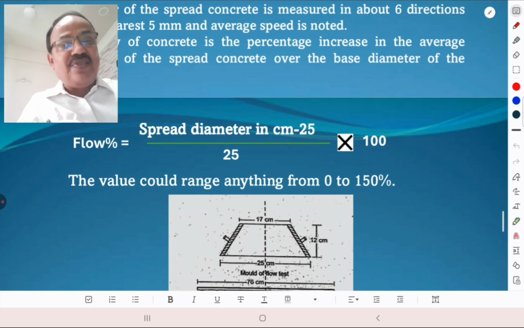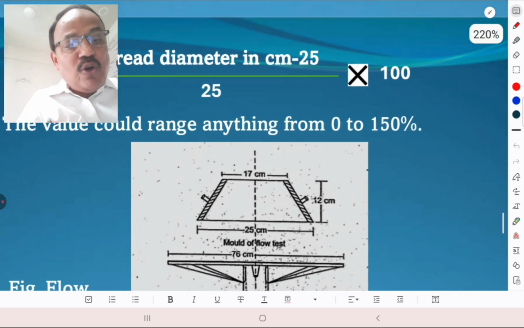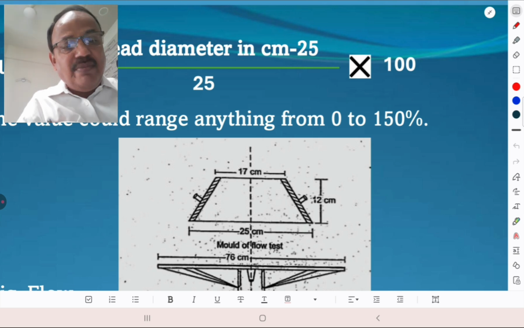What is the flow in percentage? The spread diameter of concrete in centimeter minus 25, that is the bottom diameter. The bottom diameter is different from that of the slump cone test. These are the dimensions: bottom diameter is 25 centimeter, the top diameter is 17 centimeter and height is 12 centimeter.